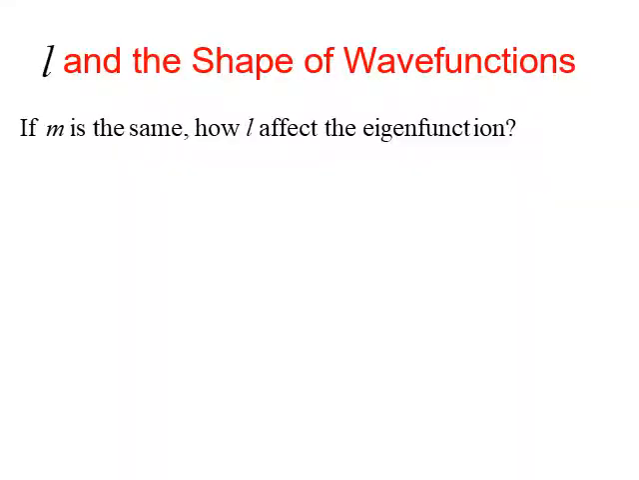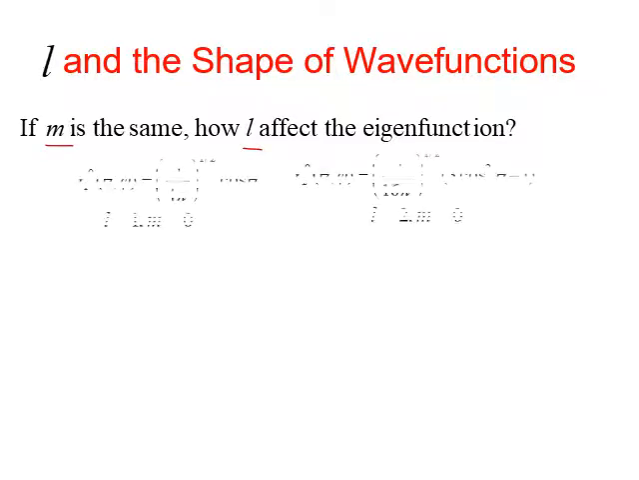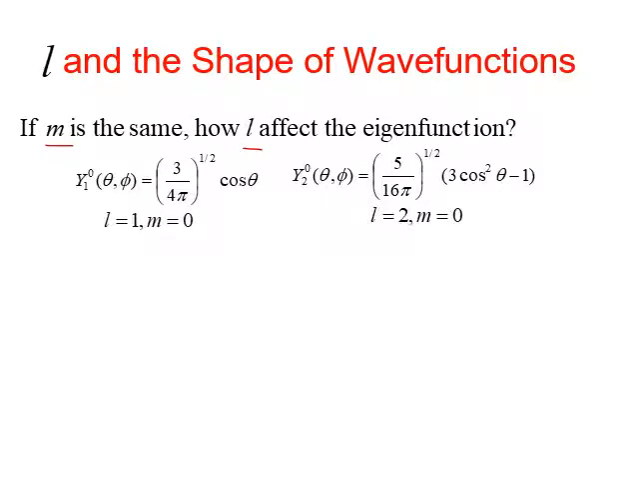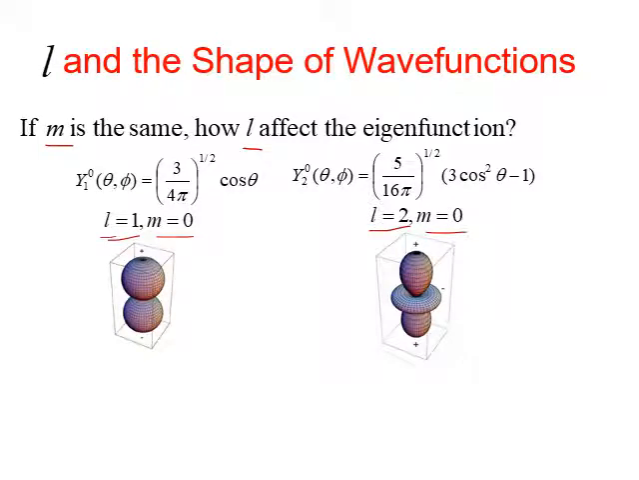What's the significance of the quantum number M and the quantum number L? Let's compare 2 wave functions. The first one, L equals 1, M equals 0. The second one, L equals 2, M equals 0. So we choose 2 wave functions that have the same M but different L. Let's plot them. These are the plots of the 2 wave functions, and you can see they have different shapes. That tells you the angular momentum quantum number L determines the shape of the wave function.